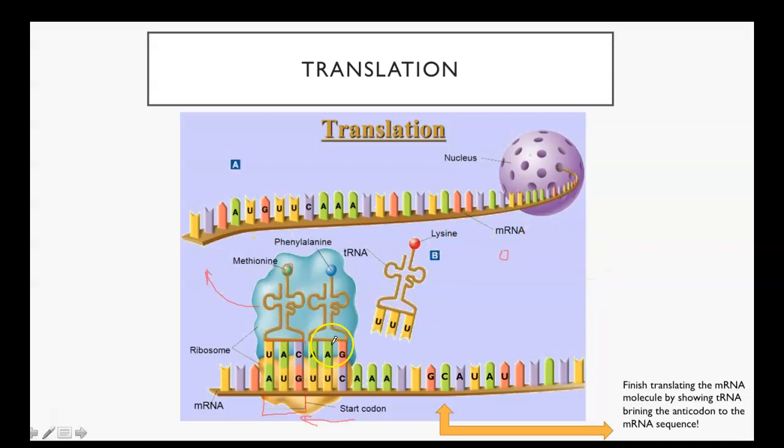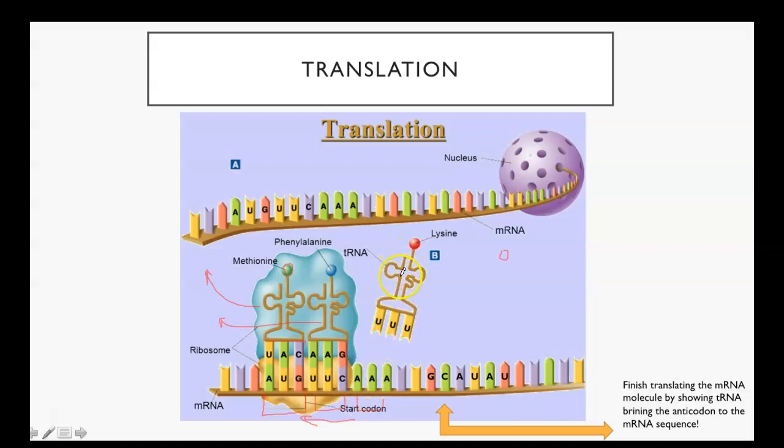It bonds to this codon right here, and once it bonds there, this tRNA is going to leave. Next, once this codon has been read and has its corresponding amino acid, the next codon will be read. The next codon is UUC. We find the tRNA with the complementary anticodon, and it picks up the corresponding amino acid for this codon. It brings it into the ribosome and drops it off. Once it drops it off, it's going to leave. Then we go to the next codon. The next codon is AAA.